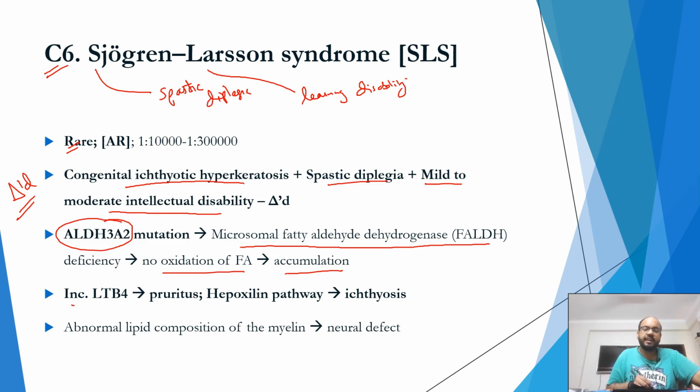Additionally, there's increased LTB4. It's a chemical from the leukotriene pathway, which leads to pruritus, leads to itching. And the problems in the hypoxylin pathway lead to ichthyosis. How does that happen? It's beyond the scope of this video lecture, but just remember that ichthyotic features are because of problems in the hypoxylin pathway. Abnormal lipid composition of myelin leads to the neural features of the disease in Sjogren-Larsson.